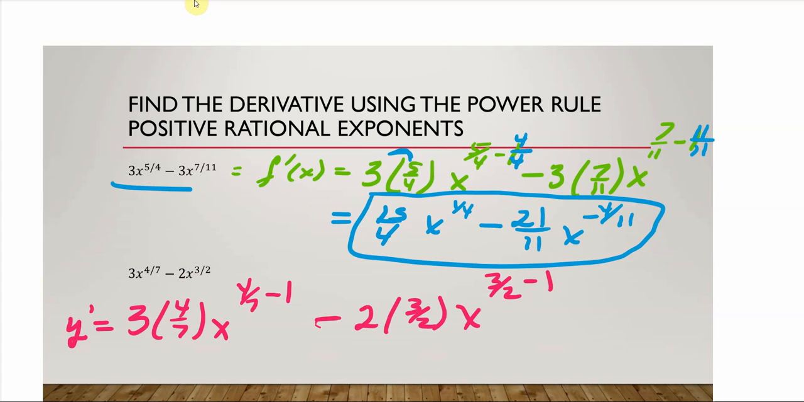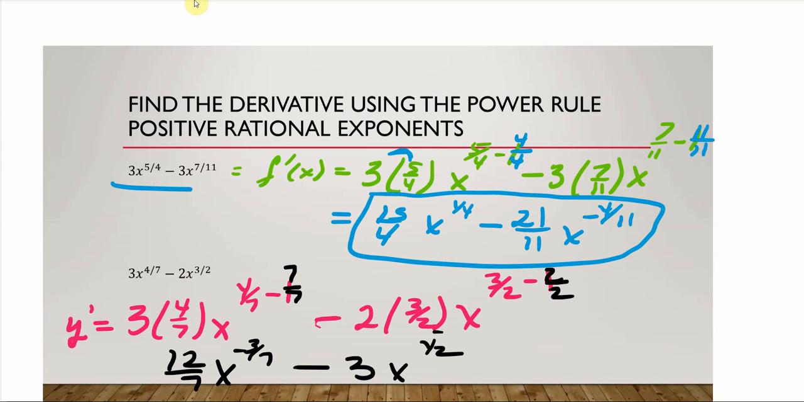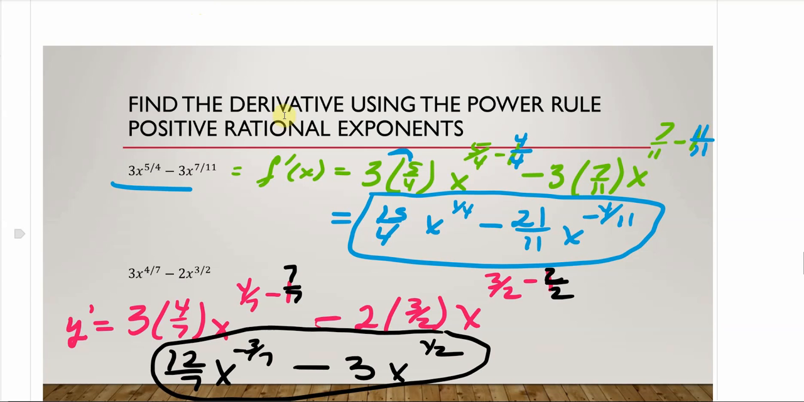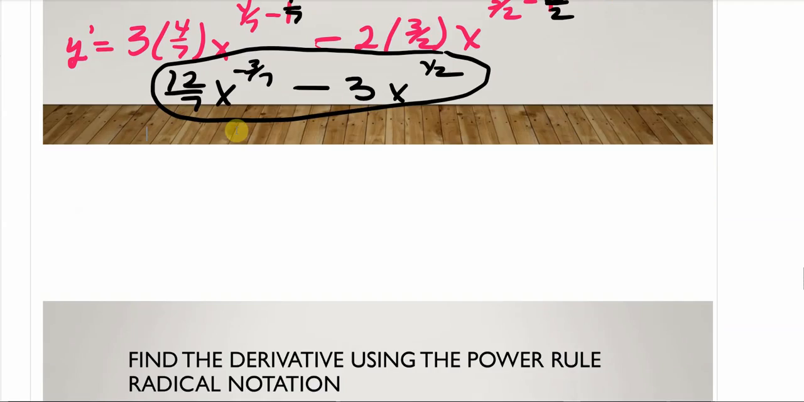And what did I do? I went ahead and I changed this guy to 7/7, and over here I'm going to change it to 2/2 so that they can have the same denominator. So here I'm going to end up with 12/7 x to the 4/7 minus 7/7, which is minus 3/7, minus 3, because 2 times 3 is 6, 6 divided by 2 is 3, x to the 3/2 minus 2/2 is 1/2. And this is my slope.